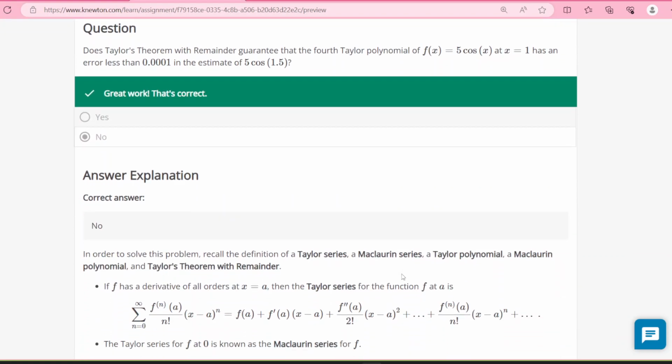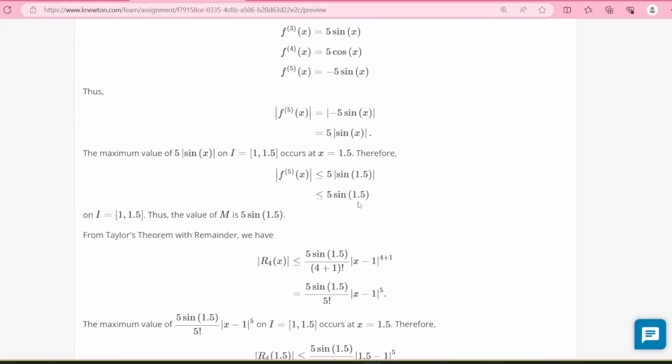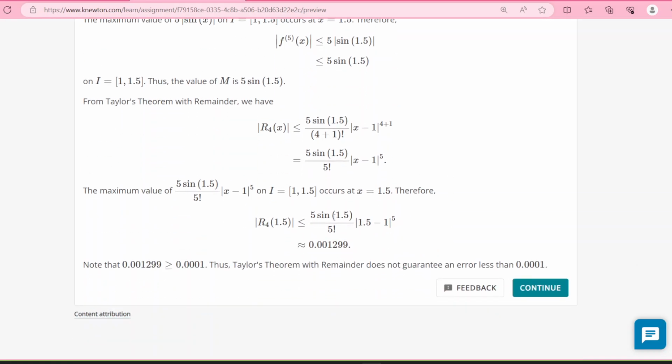And again, read through the answer explanations. I'm pretty sure, like I said, they're using that 5 sine 1.5. Again, I don't really care for that so much because if you don't know the cosine of 1.5 and you're trying to estimate that, how could you use the sine of 1.5? I don't understand that, but we got a calculator, so I guess they're just saying, hey, you can use a calculator. All right.